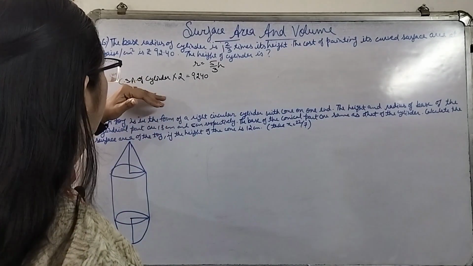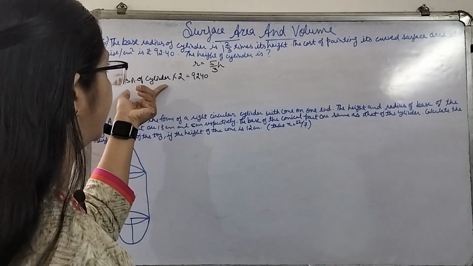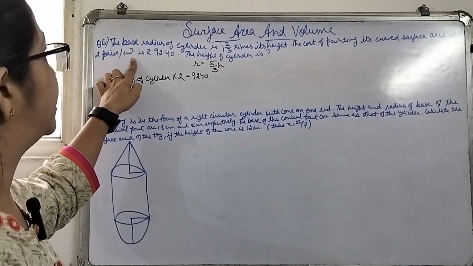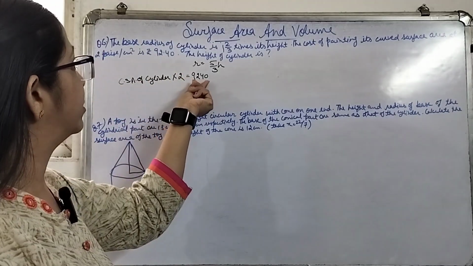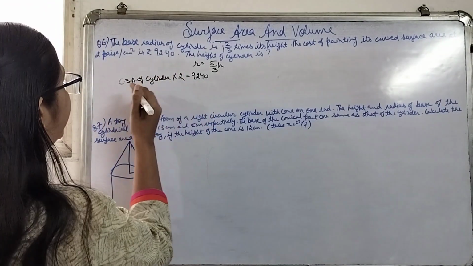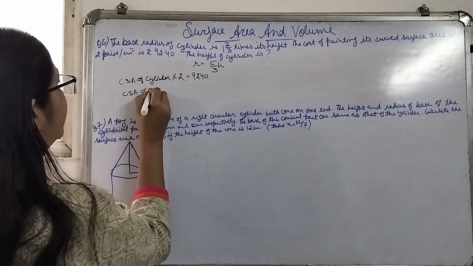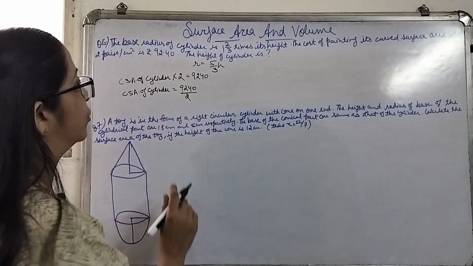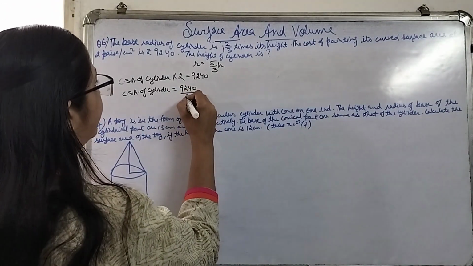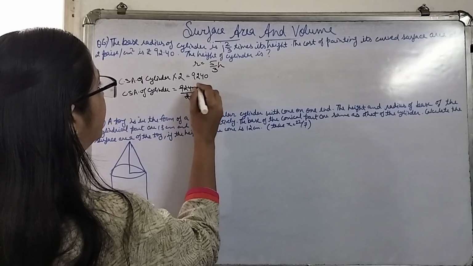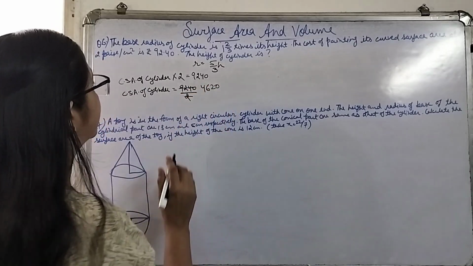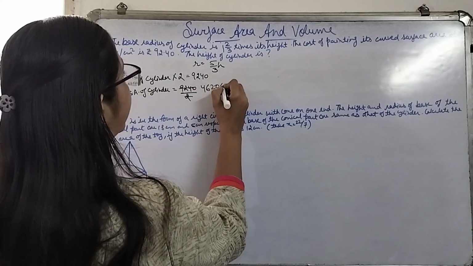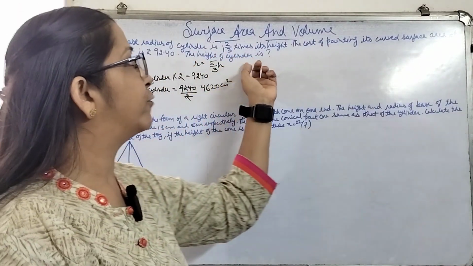We are assuming this is the curved surface area of the cylinder. If we multiply it by its rate of painting, that is 2 paisa per centimeter square, it will give us the total amount, that is 92.40. From here, we can find the curved surface area of the cylinder. Curved surface area of the cylinder will be 9,240 by 2. If we solve it further, 2 4s are 8, 2 6s are 12, 2 2s are 4. So the curved surface area of the cylinder will be 4,620 centimeter square. Now what we have to find is its radius.